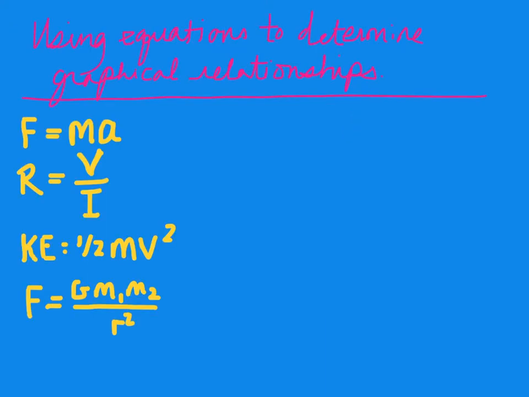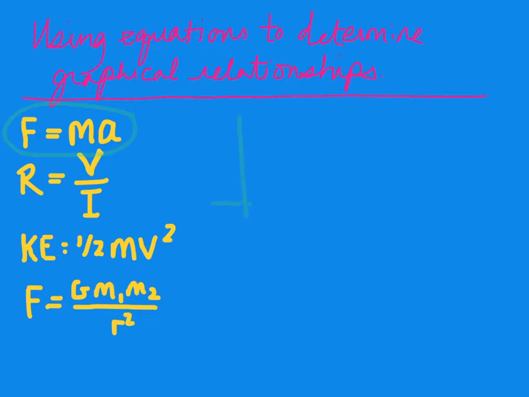Now we'll take a look at some equations from our physics reference table. It doesn't matter that you don't know what these terms mean yet. All we're looking at is the relationships between variables within those equations. So the first one we'll start with is F equals m times a. I'm looking at the relationship between F and a.